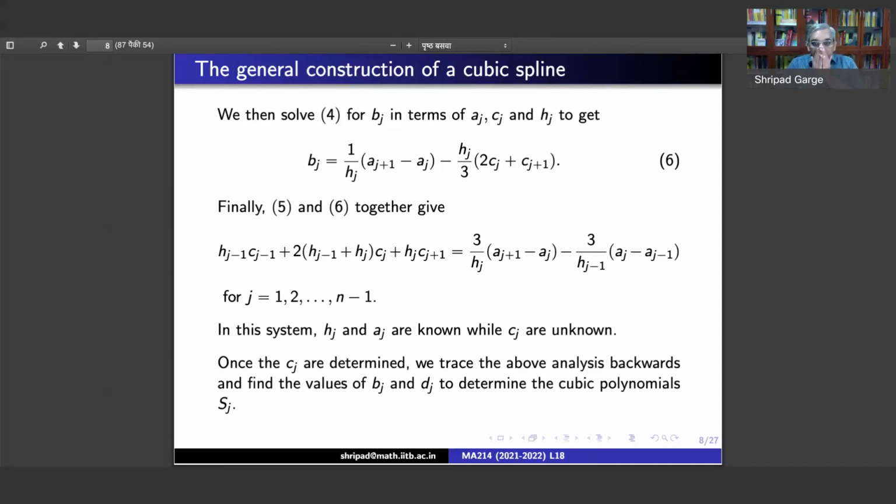But let's see. Once you compute CJs here, you will go back to equation 6, which is right on top of the slide, and solve for BJ. So computing CJ will give you the value for BJ, and then you go backwards to solve for DJ. That will give you the equation for SJs completely.